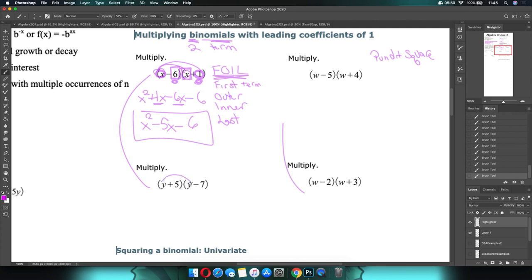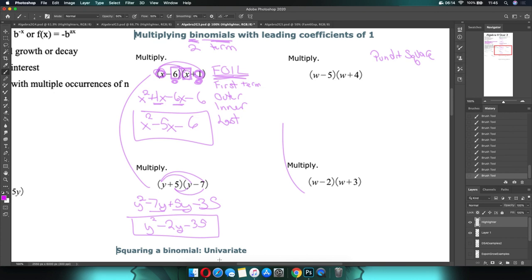So first, y times y, that's y squared. Outer, y times 7, so that's 7y. Inner, that's 5 times y, which is 5y. And then last, 5 times 7 is 35. Like terms, what is negative 7 plus 5? That is 2y minus 35.